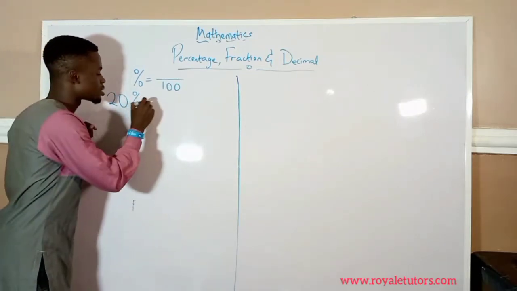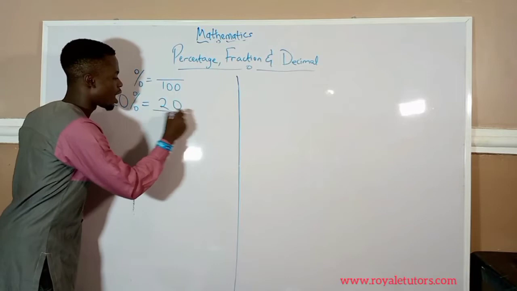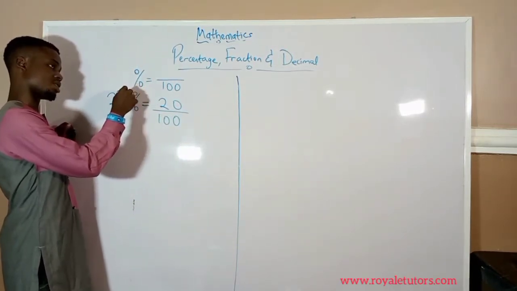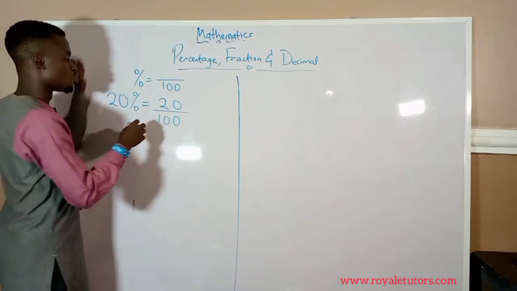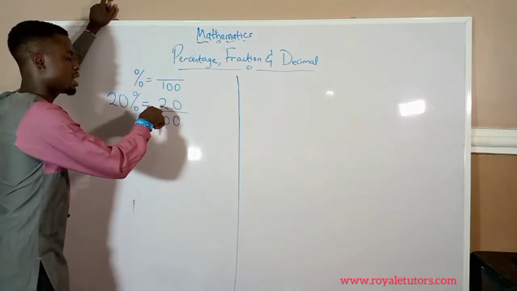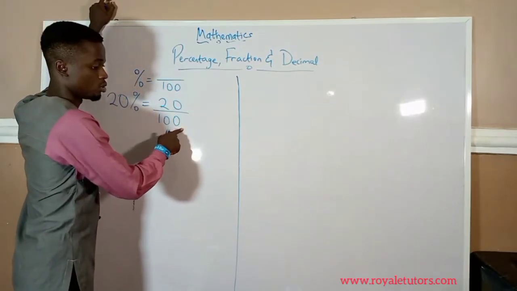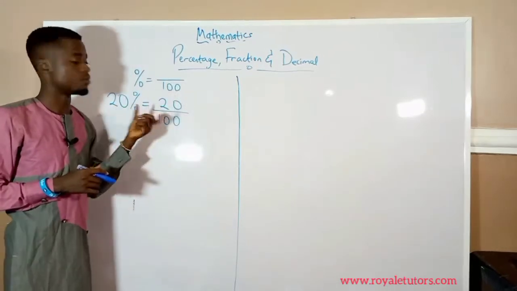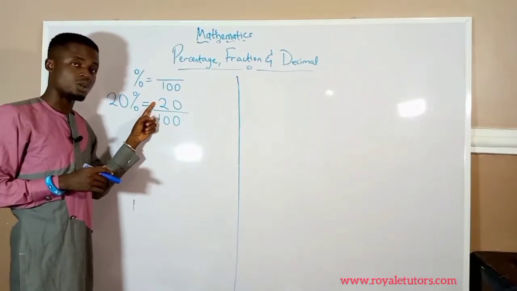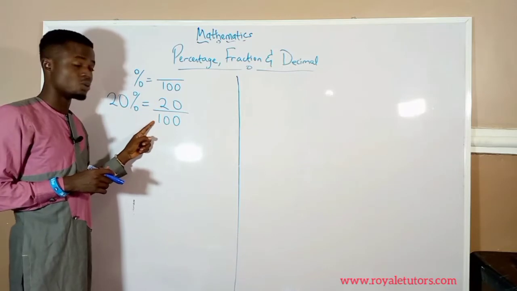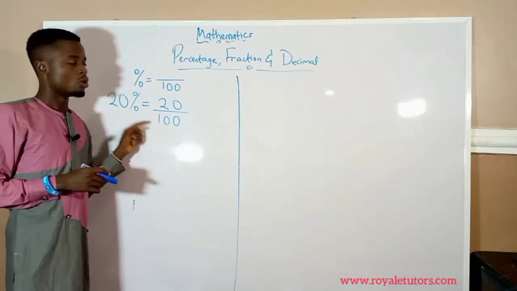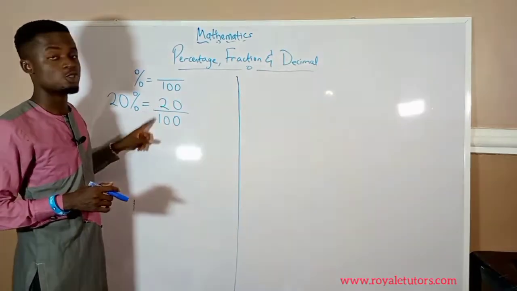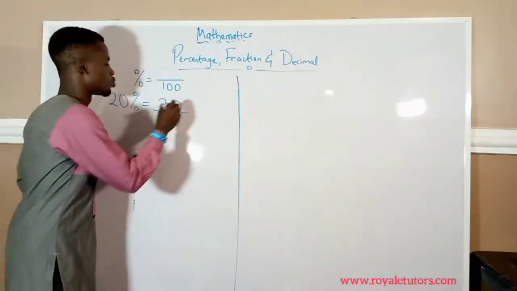So when you say 20%, you mean 20 out of 100. Whenever you have this percentage sign, it means over 100. So the same number you use to divide the numerator is the one you use to divide the denominator. Basically, this is already a fraction. A fraction is when you have two numbers dividing themselves, and you term the one at the top as numerator and the one below as denominator. But this is not in its lowest form. The lowest form is when there is no number that can divide these two numbers. So that's how I want to go ahead and divide.